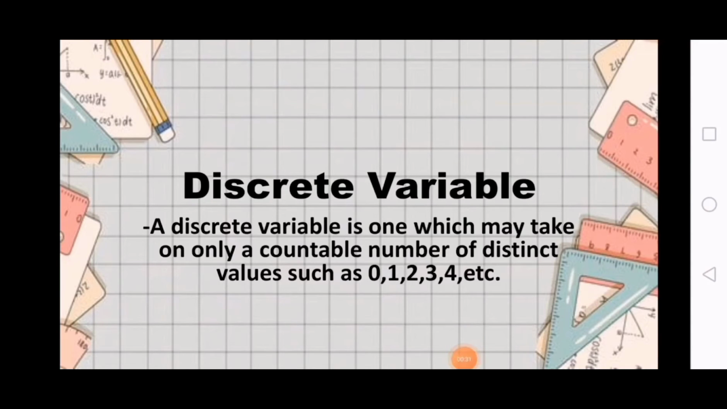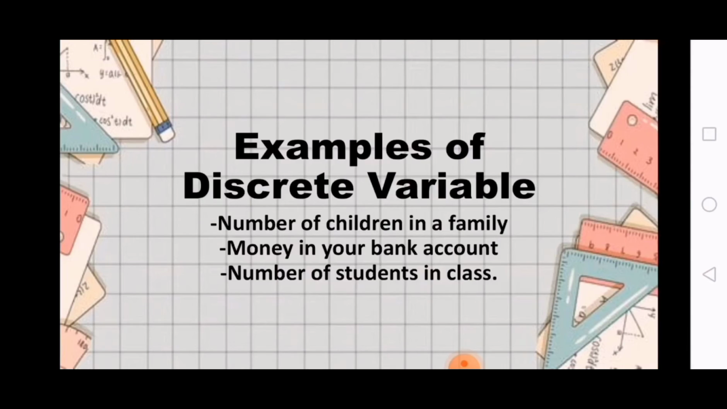Discrete variable. A discrete variable is one which may take on only a countable number of distinct values such as 0, 1, 2, 3, 4, and etc. Examples of discrete variables are number of children in a family, money in your bank account, and number of students in class. Remember that a discrete random variable is a random variable with a finite set of real numbers for its range.